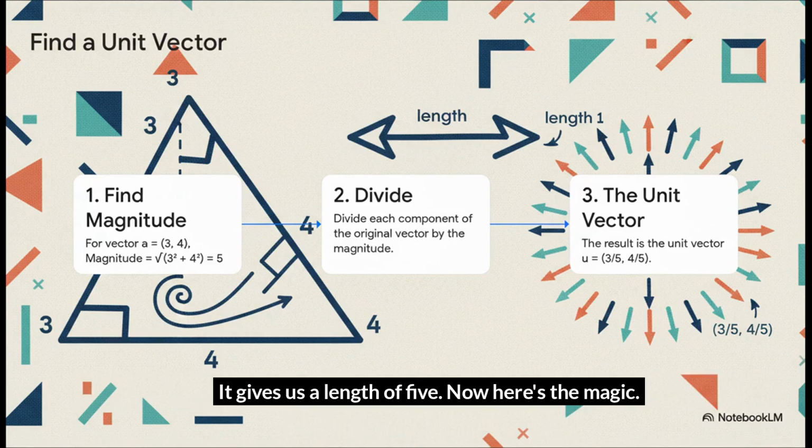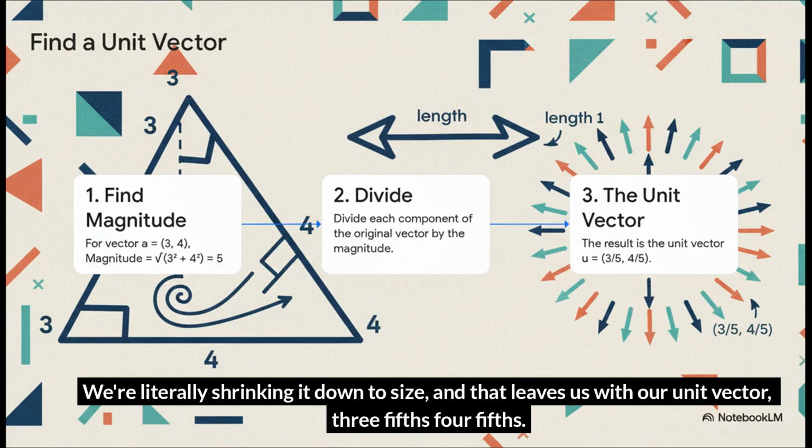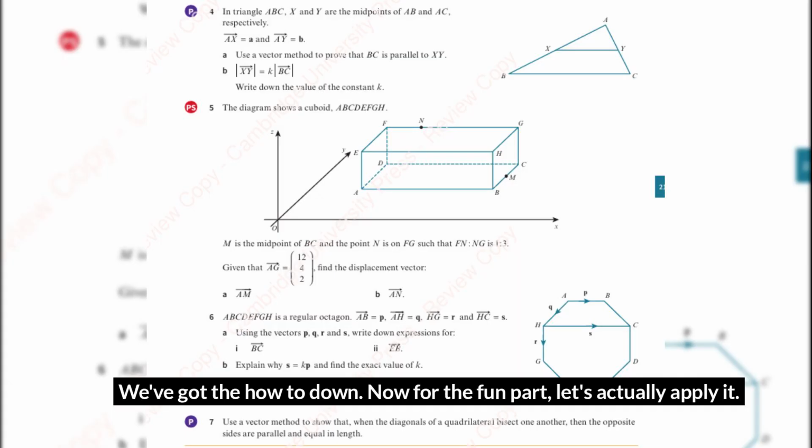Now, here's the magic. To get its length down to 1, we just divide each of its parts by its current length. We're literally shrinking it down to size. And that leaves us with our unit vector, 3/5, 4/5. It's pointing in the exact same direction, but now its magnitude is precisely 1. Simple as that.